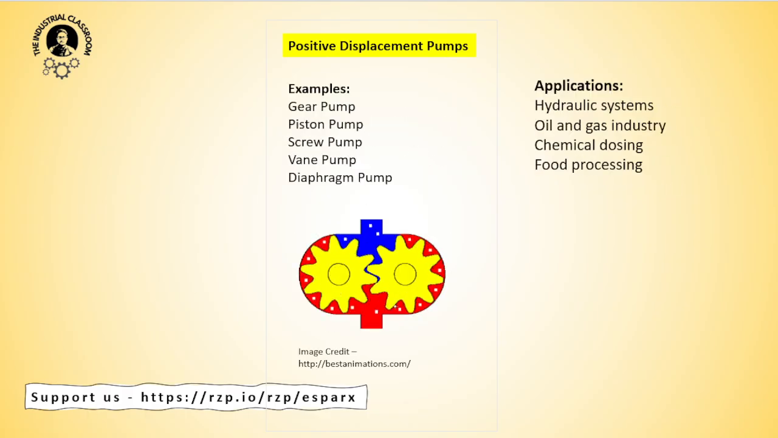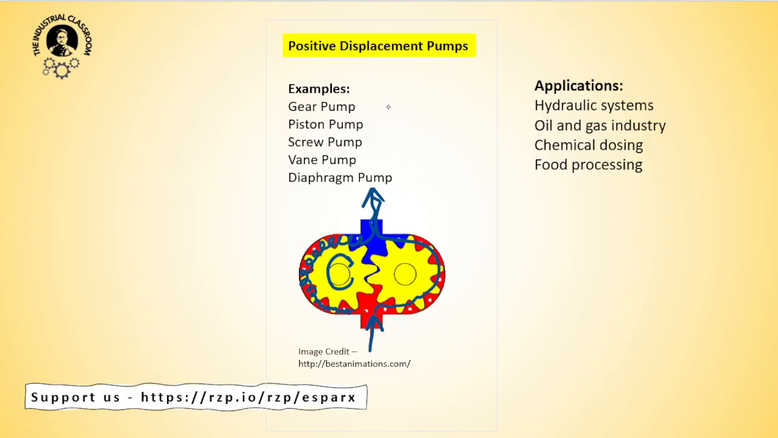So here we can see as an example, this is the inlet here. Let me just change the color of my pen. Okay, so this is the inlet here and this gear is running. With this gear, it is holding some fluids in this zone and this fluid is moving outwards. Okay, similarly this gear also takes the hole and moves outward. So what are the examples? Gear pump, piston pump, screw pump, vane pump, diaphragm pump. These are all of the examples. And applications are hydraulic system, oil gas industry, chemical dosing, and food processing.